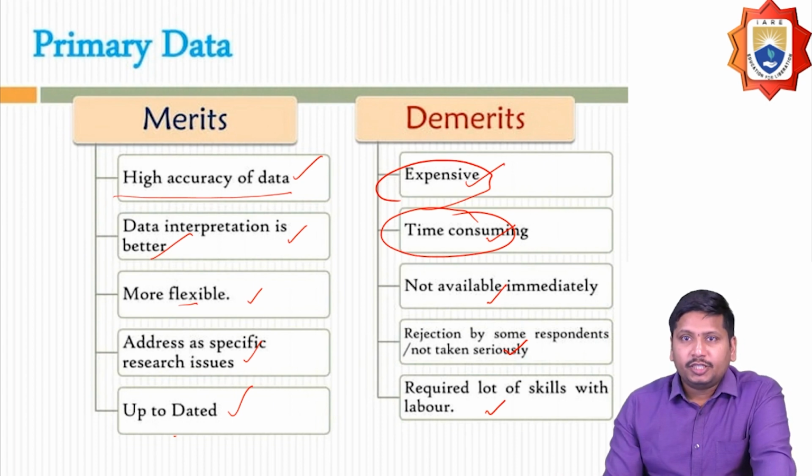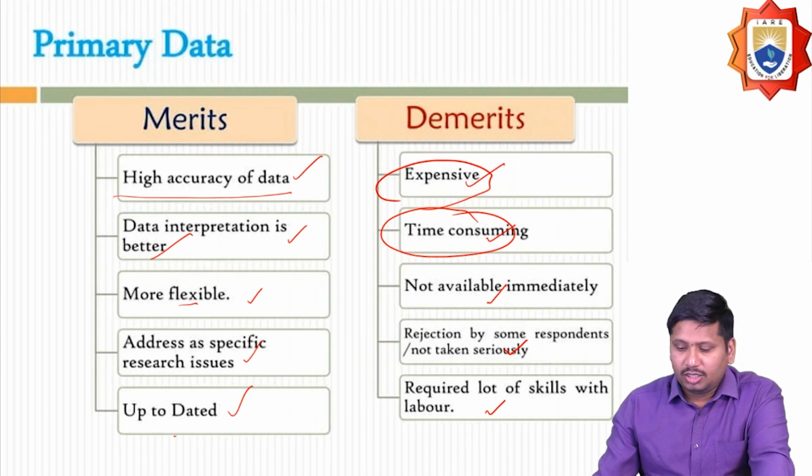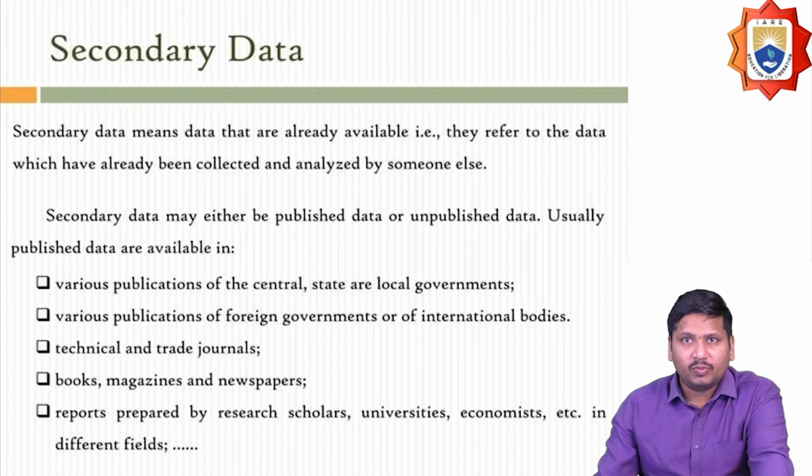Data interpretation is better here, and it is more flexible, can address specific research issues, and is up to date. These are the advantages of primary data. The disadvantages are that it is very expensive and time consuming, not available immediately, most of the data may be rejected by respondents not taking it seriously, and a lot of skill is required.